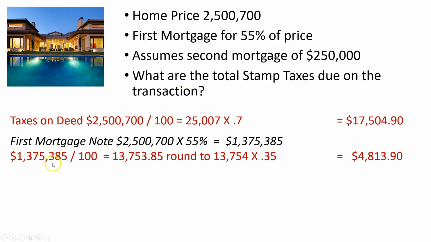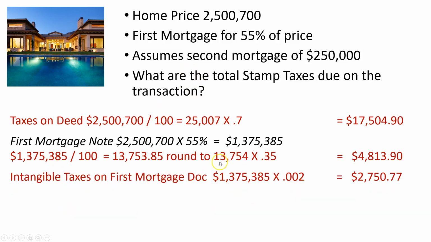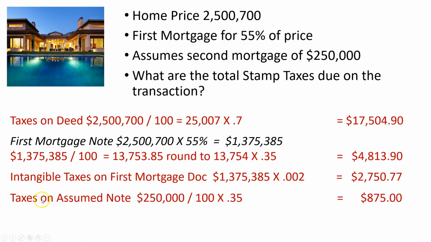Then we have the intangible tax on the first mortgage. The first mortgage was 1.375 million, so just multiply that out. And then on the second mortgage, we have just taxes on the second mortgage note. So on the assumed note, 250,000 divided by 100 and multiplied by 0.35. But of course there's no intangible tax because it is an assumed mortgage. So we add all that lot up and it's $25,000 taxes on that whole mortgage for this really very nice $2.5 million home. And I guess if you can afford $2.5 million, you can afford the 25,000.